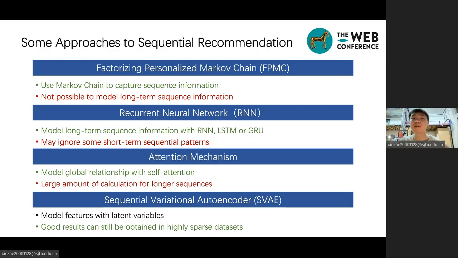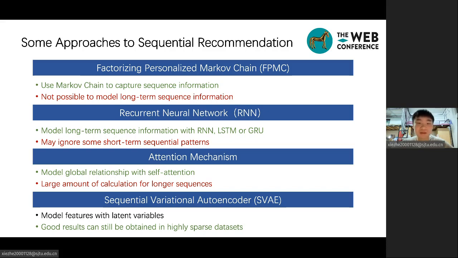And there are also some methods that use attention mechanisms. With self-attention, we can model the global relationship. However, in some datasets with long sequence length, the calculation may be very heavy.